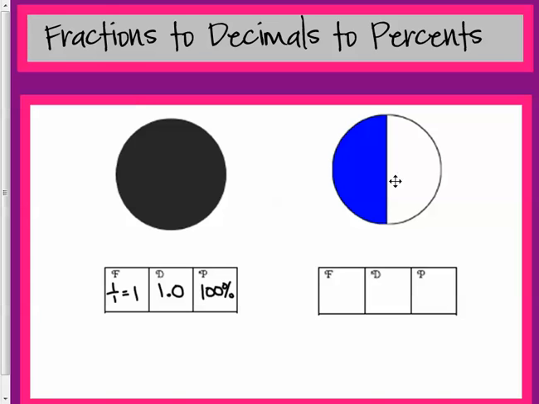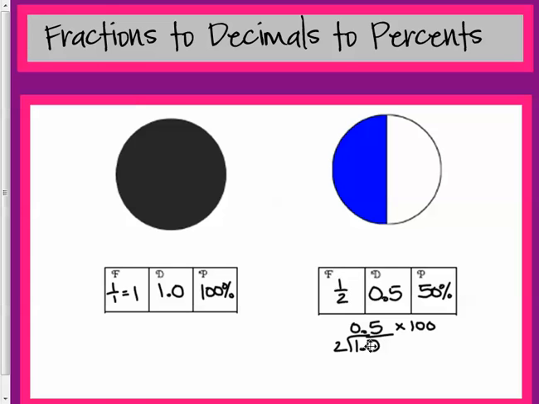If half of this is filled in, then my fraction is 1/2. So 1 representing the piece that's filled in and 2 representing the pieces that are shown. My decimal for that would be 1 divided by 2, which 2 does not go into 1, so it goes in no times. Bring down my decimal point and a 0. 2 goes into 10 5 times, so 0.5. As a percent, I multiply that by 100 and I get 50%.